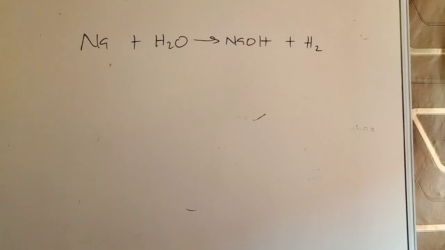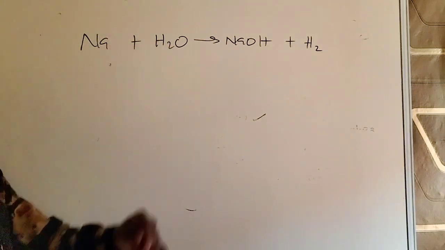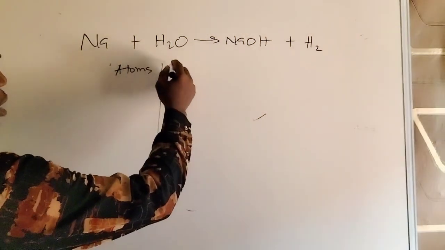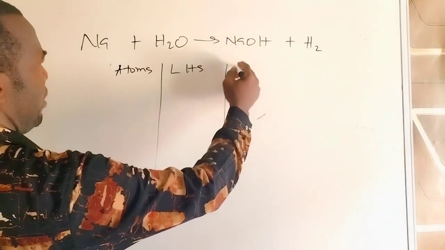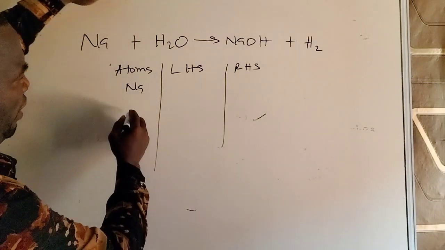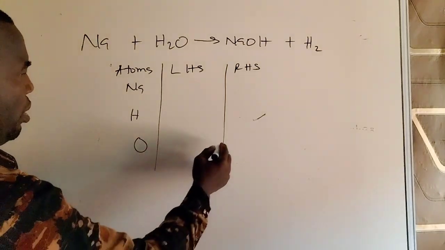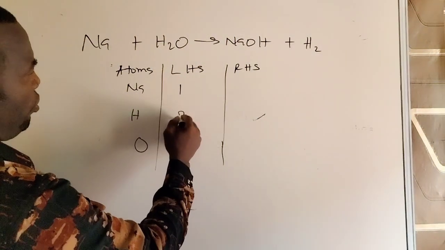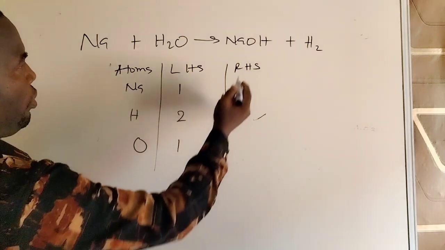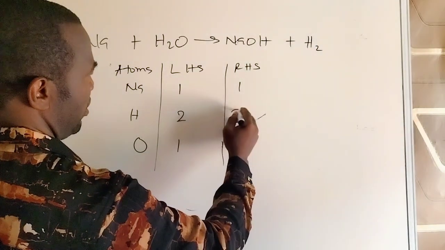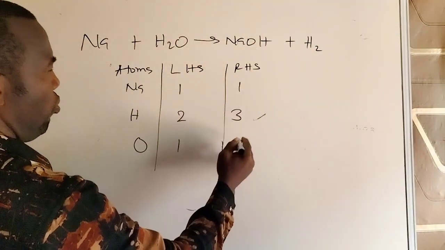So we'll look at another example on the whiteboard, the situation of equation balancing. This equation is not balanced. Check very well. These are the elements, and then check the atoms, left hand side, right hand side. On the left, inside water you have hydrogen and oxygen. Listen. Sodium is 1, hydrogen is 2, oxygen is 1. On the right, sodium 1, hydrogen 1 plus 2 is 3, oxygen 1.